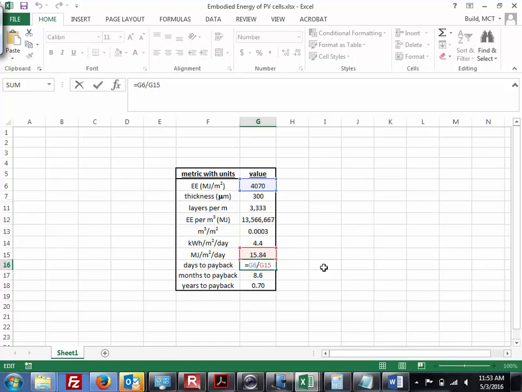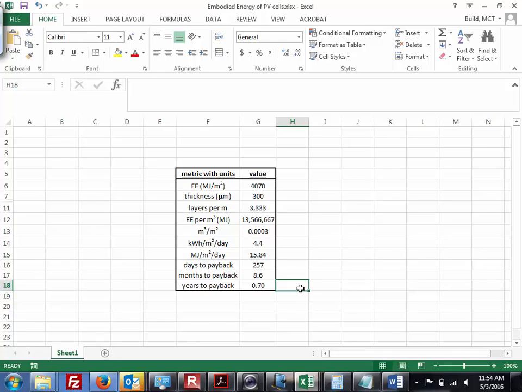Oh, I kind of just did it the quick and dirty way. I didn't end up really using this number, it looks like, but I just took, if it takes 4,070 megajoules to make a square meter of solar panel, I've got my megajoules per square meter per day, divide the two, and it's only 257 days till payback. It's less than I thought. 8.6 months, or less than a year, 70% of a year. I thought it was closer to 2.5, but.